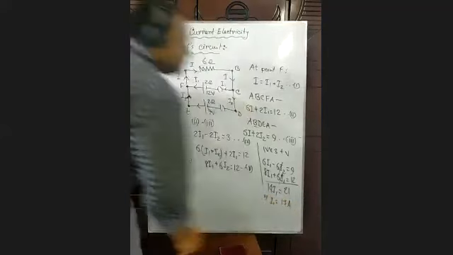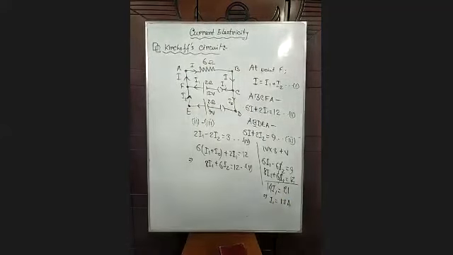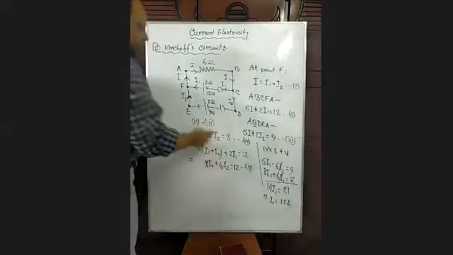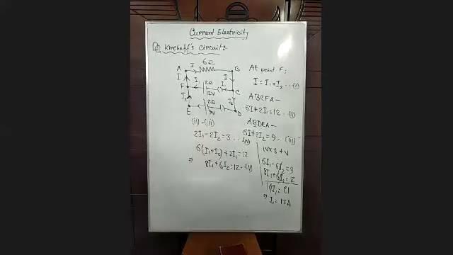1.5 ampere. So this is the value of I1. And if I get the value of I1, I can also get the value of I2. Put the value of I1 in equation 4, and you will get the value of I2. Okay, so what will be the value of I2? Anyone?